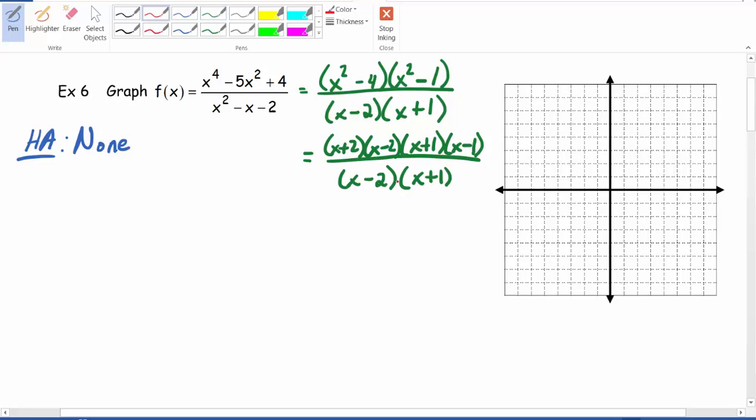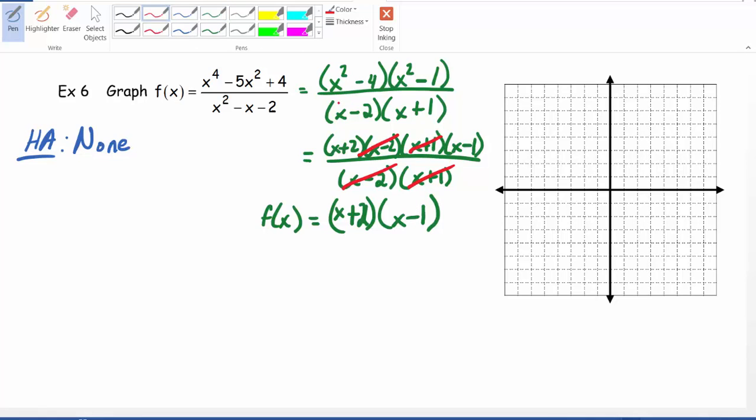Next, we're going to cancel our items. The x minus 2's drop out, and the x plus 1's also drop out. So our final simplified version of this rational function comes out to be f of x equals x plus 2 times x minus 1. Notice the entire bottom was canceled off, so when we set the bottom not equal to 0, we end up with no VAs left over. So the vertical asymptotes, there are none, because everything canceled out.